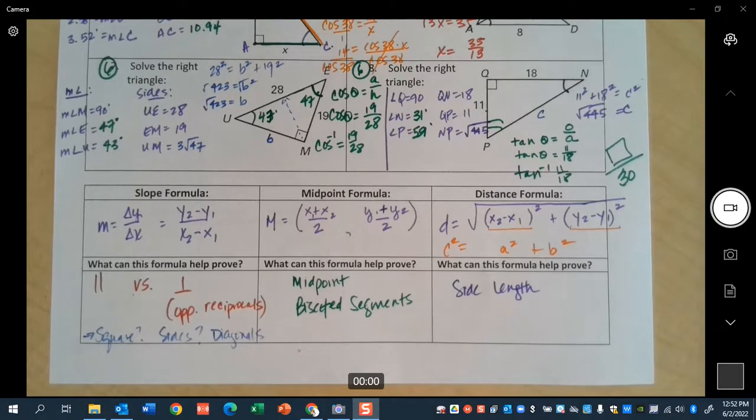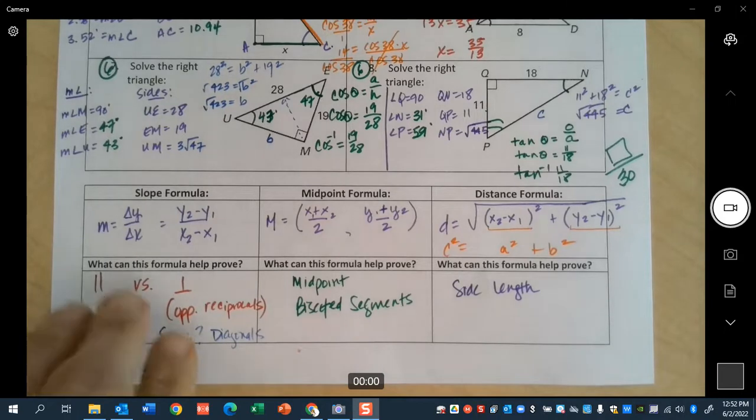So how do you know that's true? I run the numbers. Midpoint's this. I run the numbers, and the slopes are this. I run the numbers, and the distance is that. So these three formulas, slope, midpoint, and distance, are going to be the justifications that we use in what we're doing next.